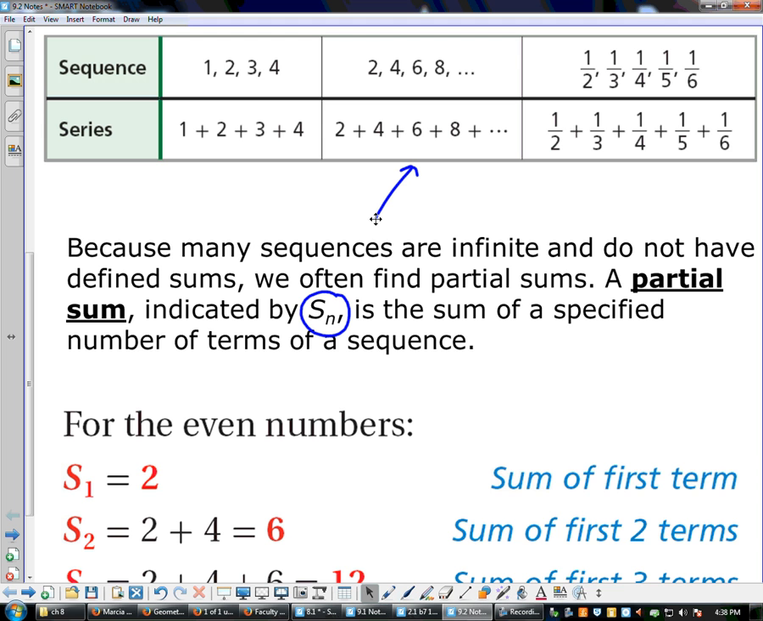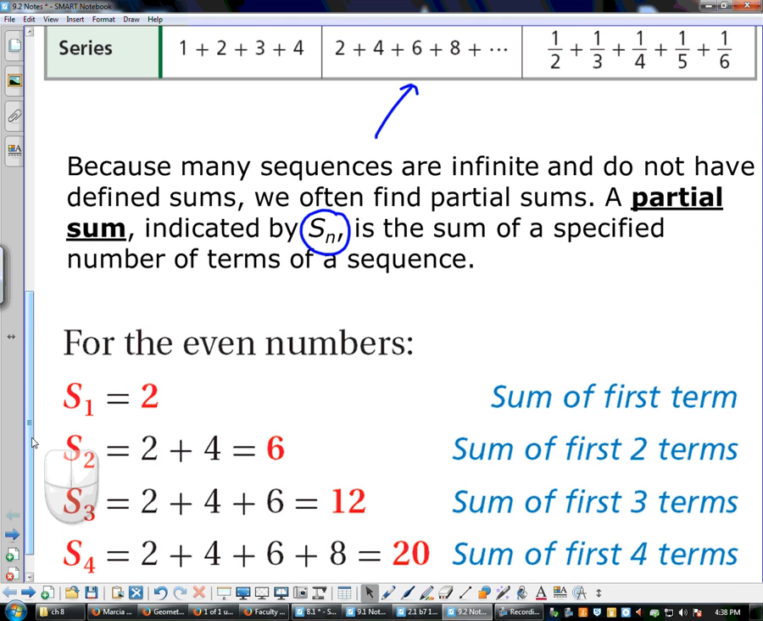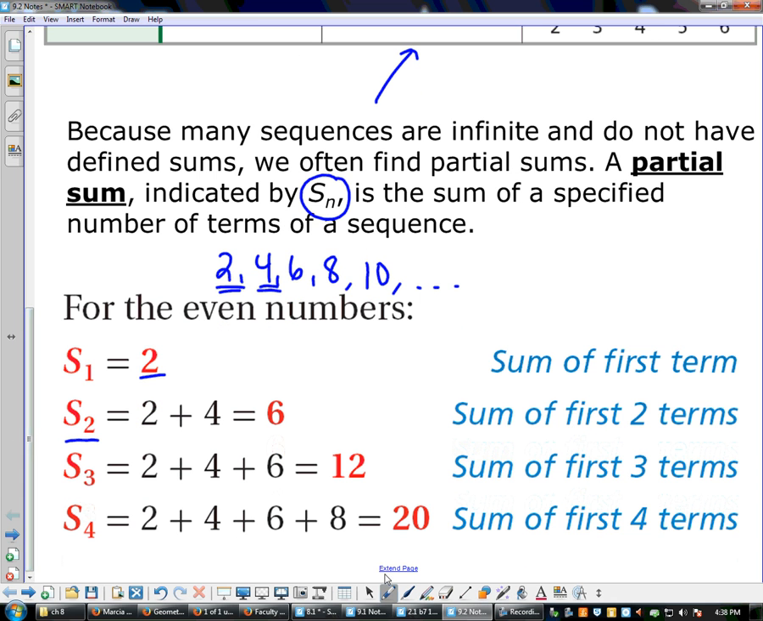So just an example here to clarify that. If I did the sequence of even numbers, that would be 2, 4, 6, 8, 10, and so on. That would never stop. So if I wanted to know what is the sum of the first term, that would just be 2. If I said, what is the sum of the first two terms, I would take 2 plus 4, and that would give me my answer of 6. Or you can say the sum of the first 3, 2 plus 4 plus 6, the first 4, and figure out what that would be.